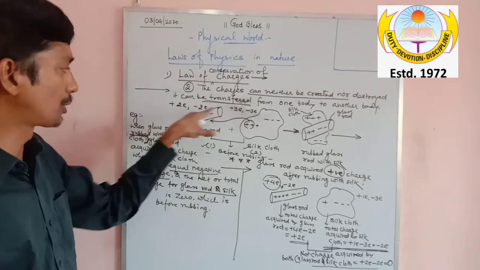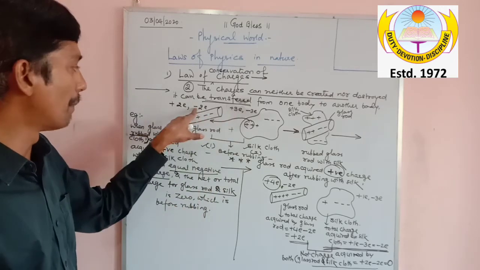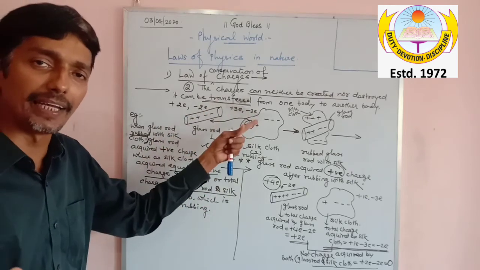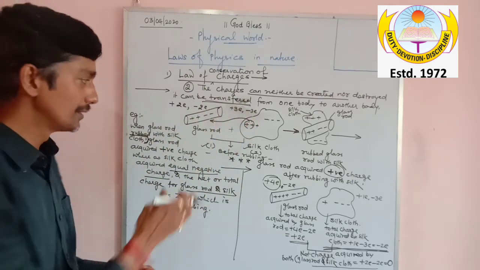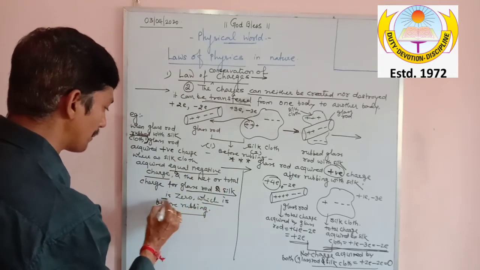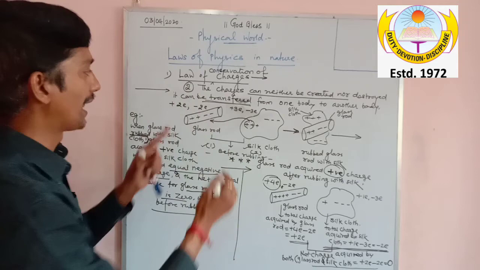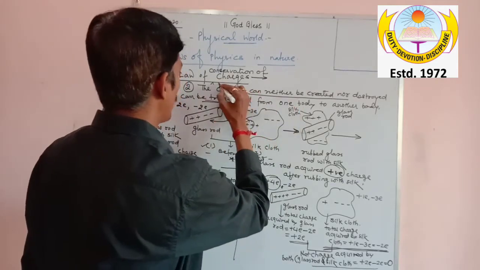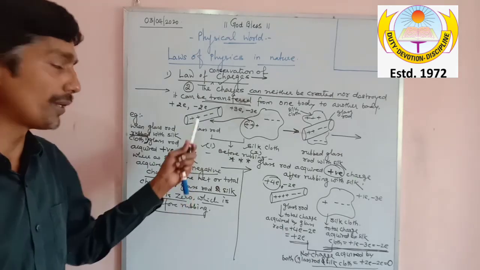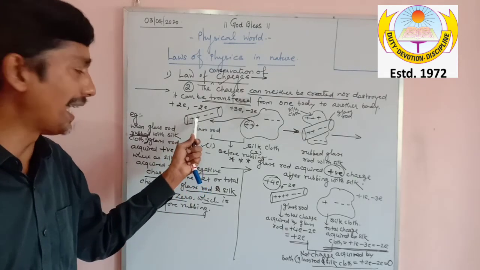You can see plus 2e plus 3e plus 5e minus 2e minus 3e minus 5e plus 5e minus 5e, the answer will be 0. So ultimately what was before rubbing, the same answer I got after rubbing also, and then I can say this law is conserved. So I hope, my dear, you understood. Now at home you can take any example.